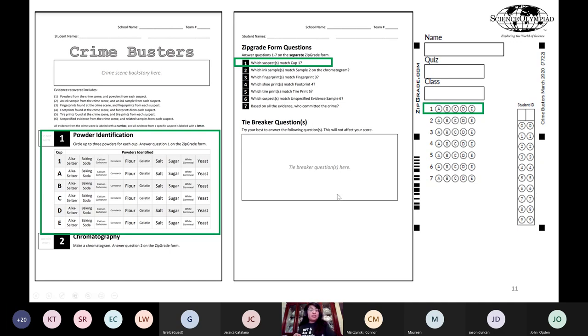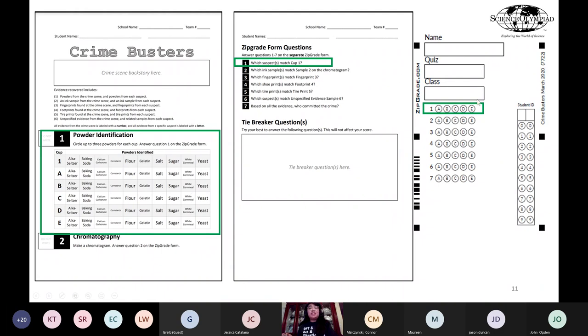And that was the last of the questions? For now. Okay. So in terms of the powder section, this is a section where they have to identify each powder within cup one, as well as cups A through D. Make sure they know to circle the identity of the powder per cup. And like I said before, there can be more than one powder, up to three powders within one cup.